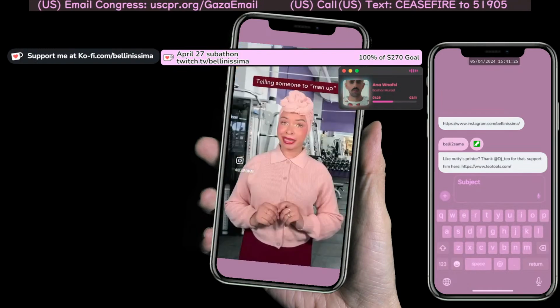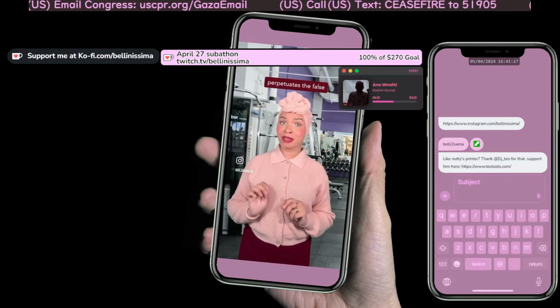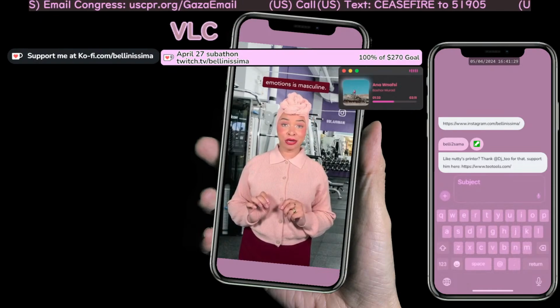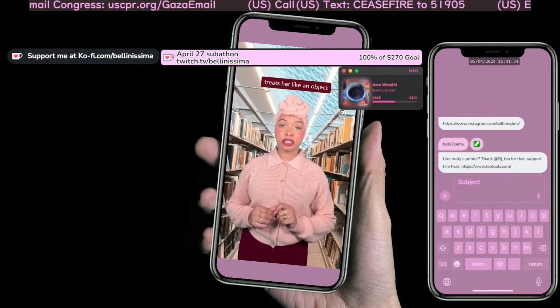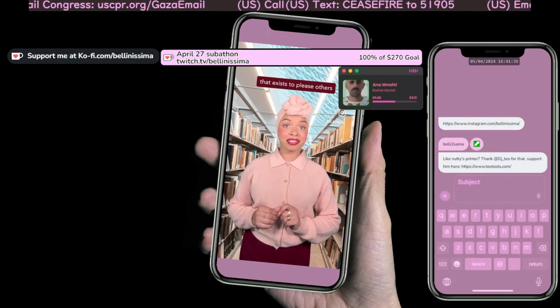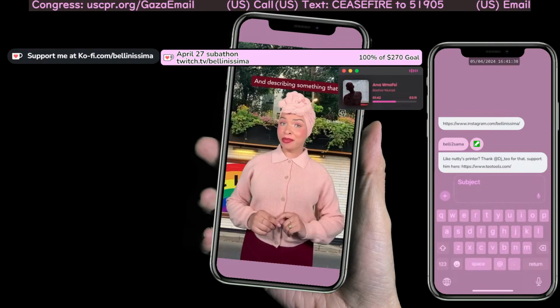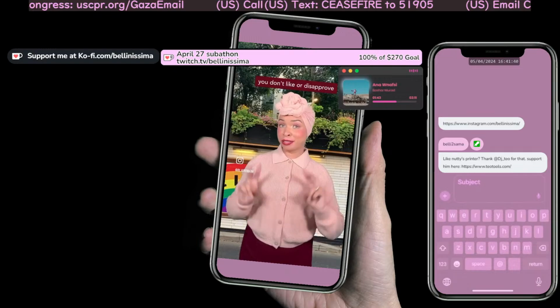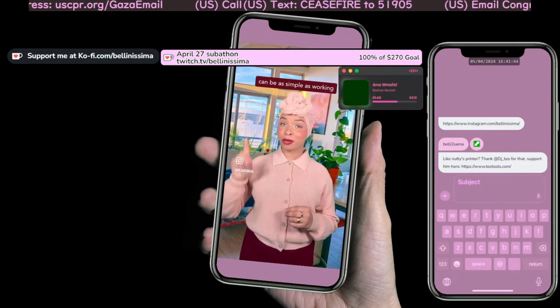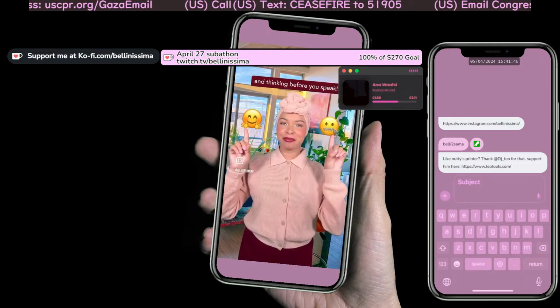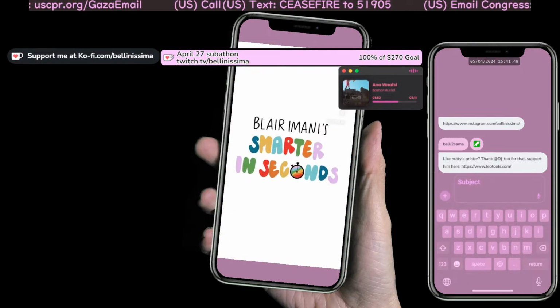For example, telling someone to man up perpetuates the false, patriarchal idea that suppressing your emotions is masculine. Telling a woman to smile when she's literally just minding her business treats her like an object that exists to please others, which again is patriarchal. And describing something that you don't like or disapprove of as so gay is homophobic. Preventing yourself from doing a microaggression can be as simple as working on your internalized biases and thinking before you speak. Smarter in seconds.